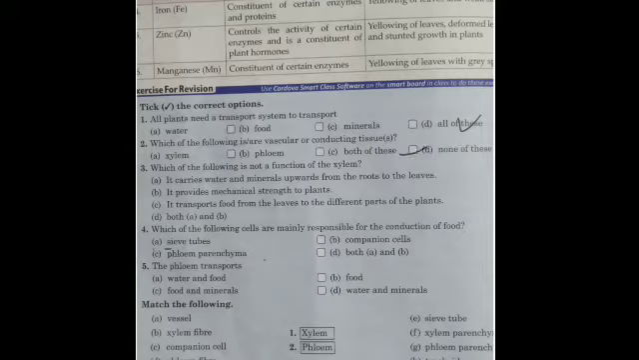Which of the following is not a function of the xylem? It carries water and minerals upwards from the root to the leaves. It provides mechanical strength to plants. It transports food from the leaves to the different parts of the plants, or both A and B. So it transports food from the leaves to the different parts of the plant is not a function of the xylem.